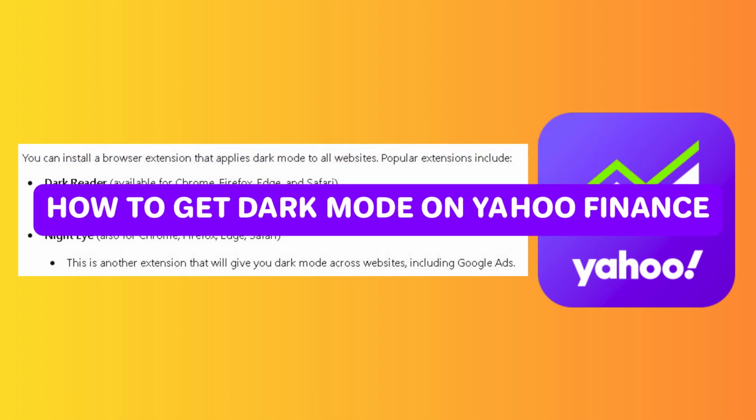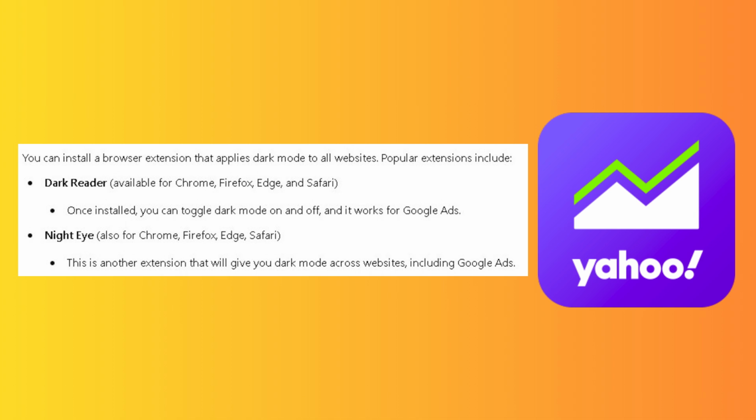In this video, we will learn how to get dark mode on Yahoo Finance. First, you can install a browser extension that applies dark mode to all websites on Chrome. The popular browser extensions are Dark Reader. Once this is installed, you can toggle dark mode on and off, and it works for all of Chrome sites.